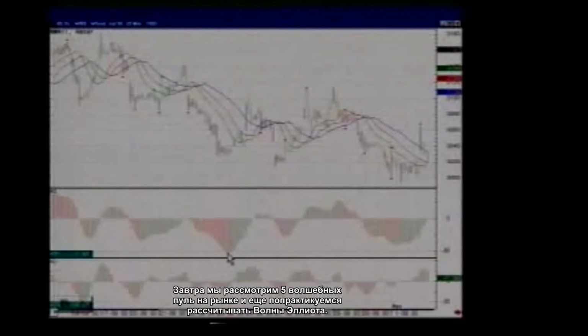We're going to come back tomorrow, and tomorrow what we're going to do is look at the 5 magic bullets in the market, and we're going to practice some more Elliott wave counting.